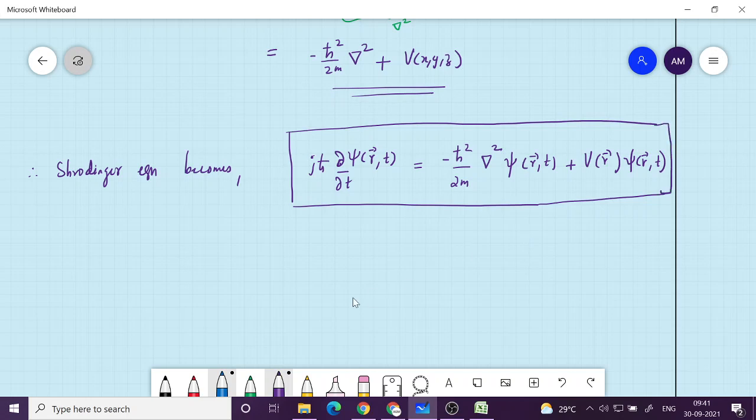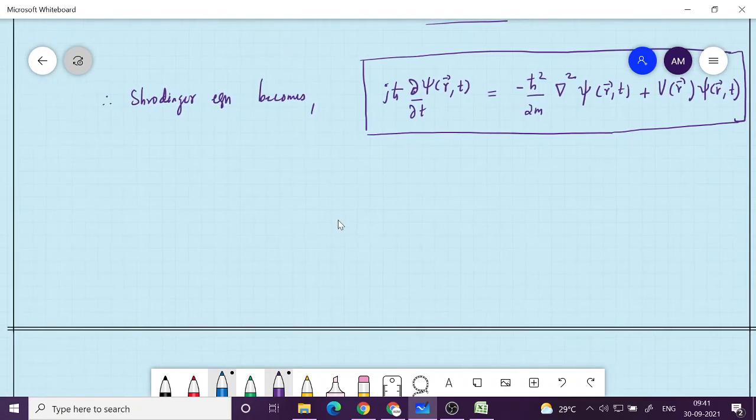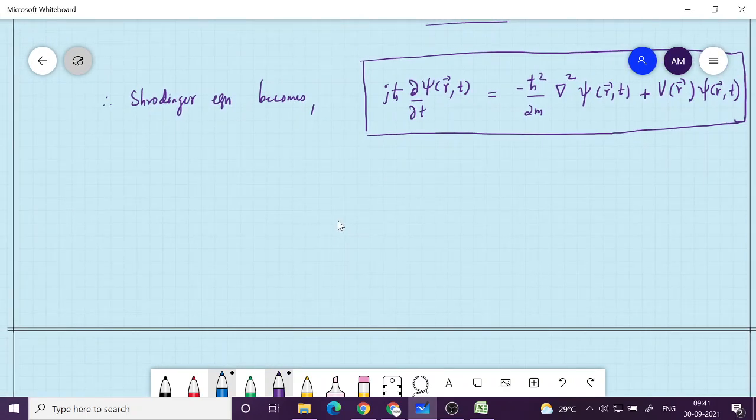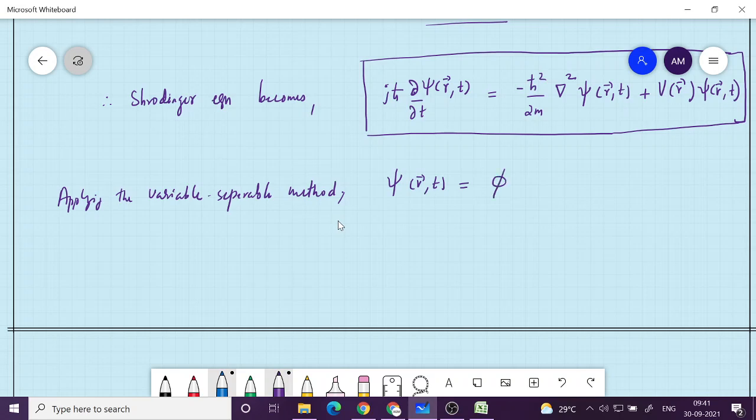Now when we try to solve, as I introduced in the last class, the first step is applying the variable separable method. So if you apply the variable separable method, you write psi as some function of position, phi of r, into another function of time, f of t. So a function of position into a function of time.